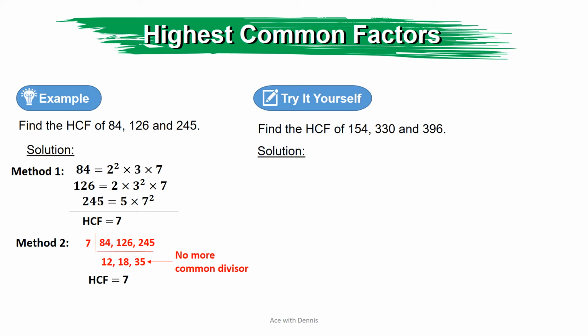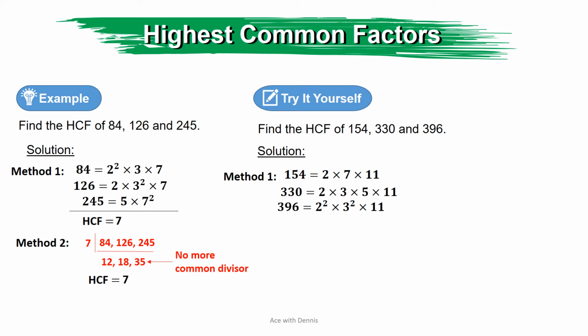Here is the solution. For method 1, 154 equals 2 times 7 times 11. 330 equals 2 times 3 times 5 times 11. 396 equals 2 squared times 3 squared times 11. From here, only 2 and 11 are common bases. Therefore, for the HCF, we choose the lowest power, which is 2, and the same for 11. Then the HCF is 2 times 11, which gives us 22.